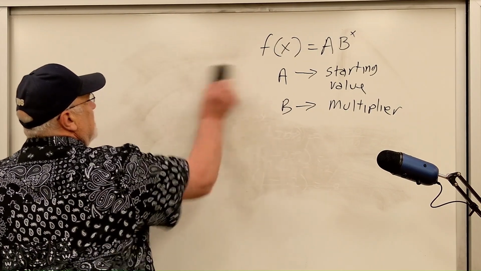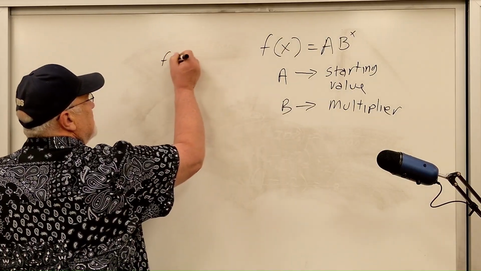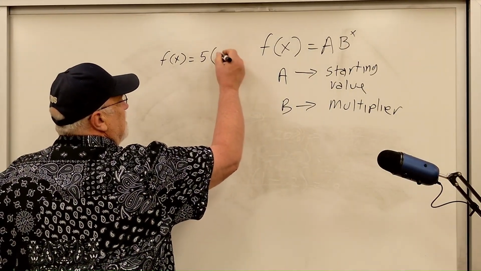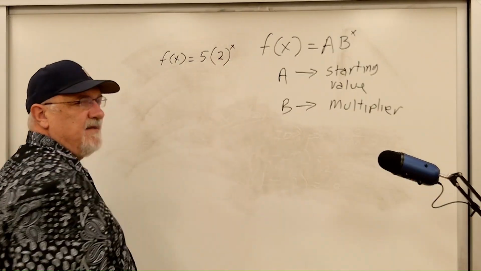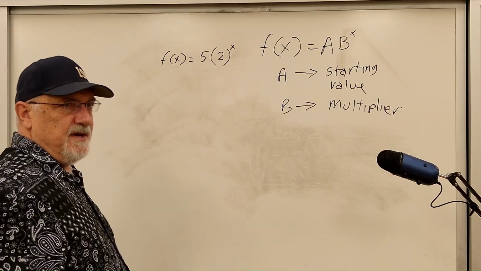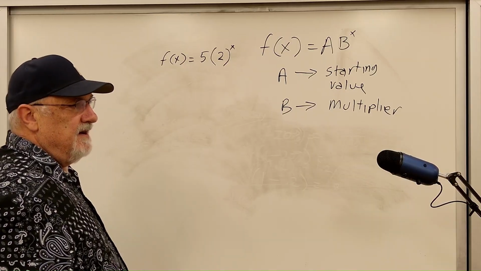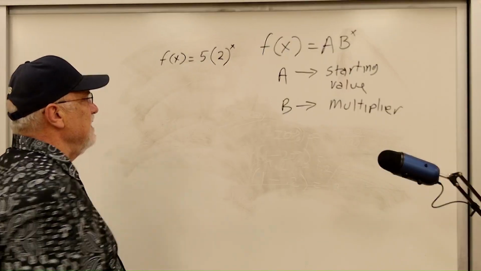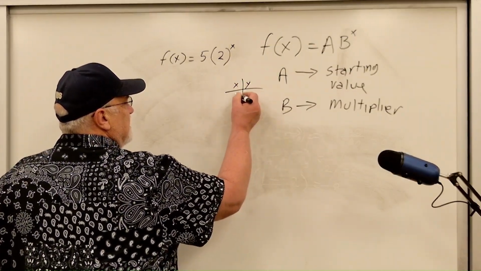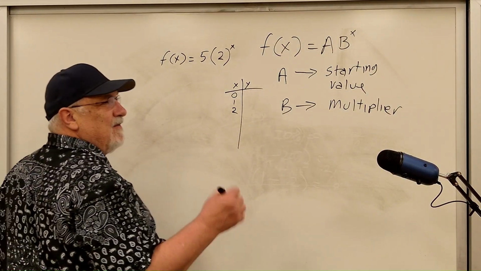So you need to get an idea of how this equation works. If we had f of x equals 5 times 2 to the x, we're going to start out with 5, whatever it is, and we're just going to multiply by 2. We're going to double it every single day. We're making something to sell, and we make 5 every day, and the next day we make 10, etc. So in my little chart here, x and y, I'm going to start at 0, 1, and 2.